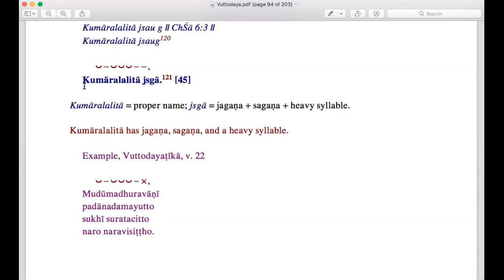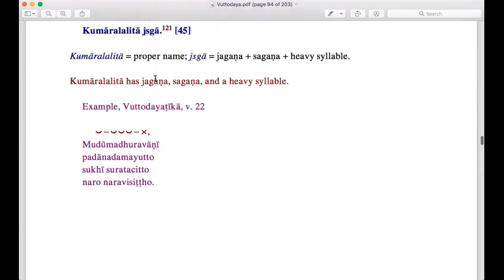Within those 7 syllables, Kumara is Jagana, Lalitaj is Sagana, because you see light, light, heavy, right? Light, heavy, Sagana, and Sga or Ga is Garu, heavy. So there are Jagana, Sagana, and a heavy syllable.